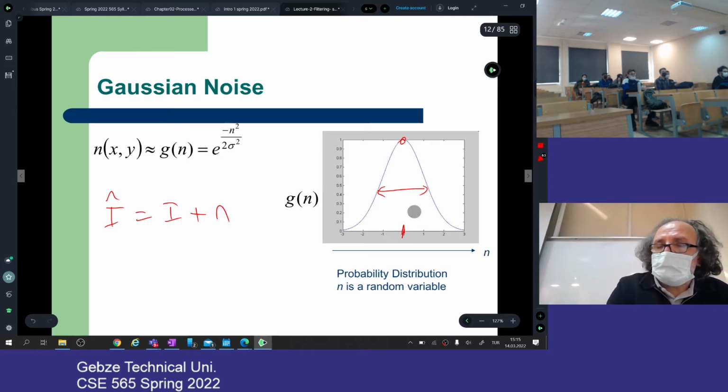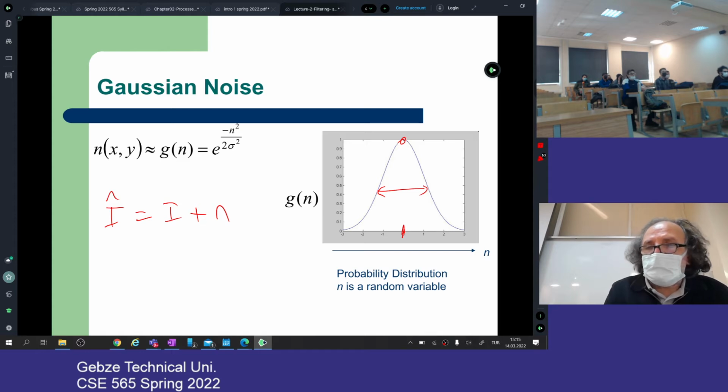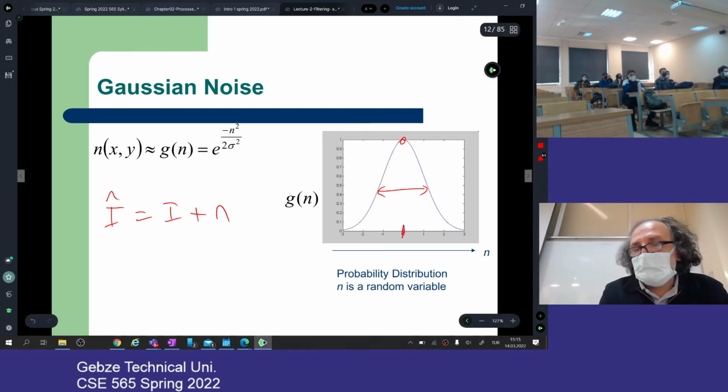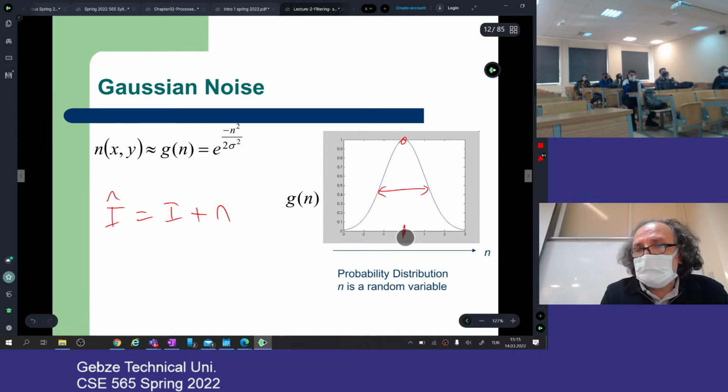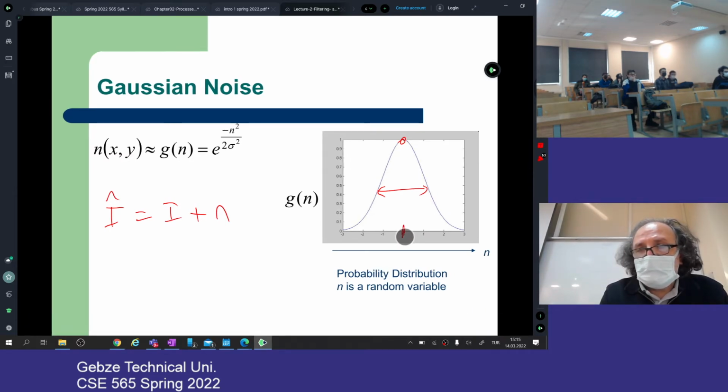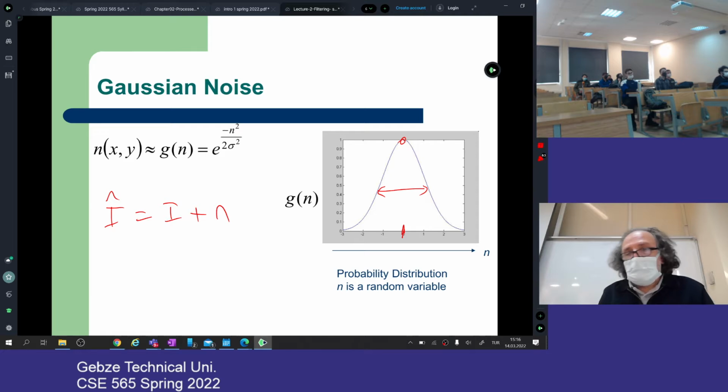So you say that to get the observed image, I add one value taken from this distribution. It looks like the probability of getting a 0 out of this distribution is the highest. Usually you get something around 0, either +1 or -1 etc. But the probability of getting plus infinity or negative infinity is not out of the question. You can get them too, but their probabilities are very, very low.